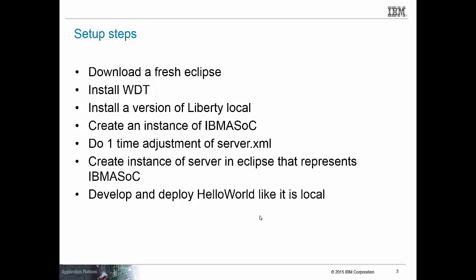There's a one-time adjustment that you have to do to Server XML to enable the remote tools to be able to connect to your server on the cloud. Hopefully we'll have that addressed sometime in the not-too-distant future, so it'll be a simple one-click adjustment. But right now you have to make some changes to Server XML. You'll create an instance of a server in your Eclipse development environment that really represents the IBM Application Server on the cloud. Once you've done that, the tools look just like they're local on your machine, and you can use them, and we'll go through and do a simple development of a Hello World JSP application.